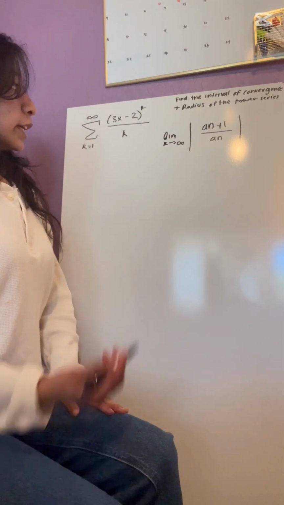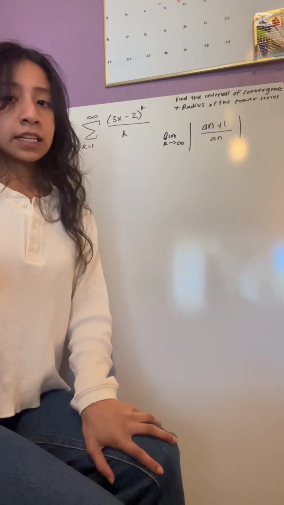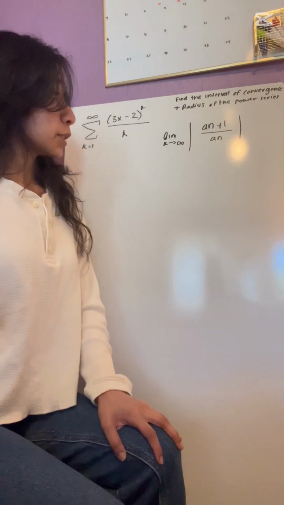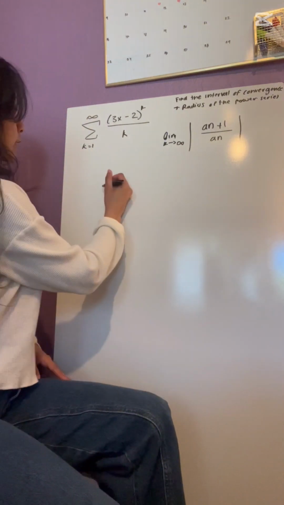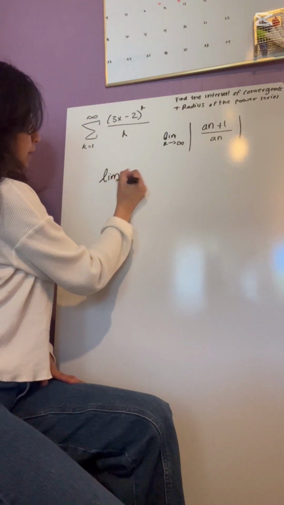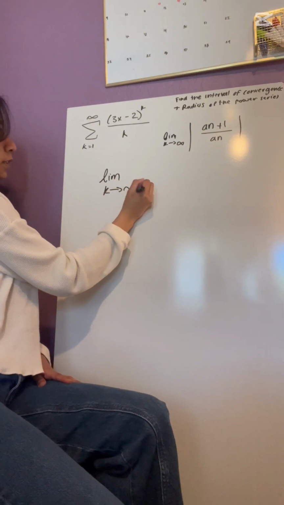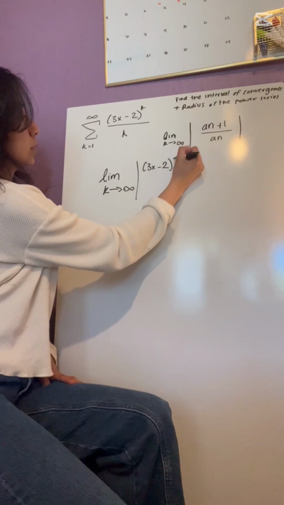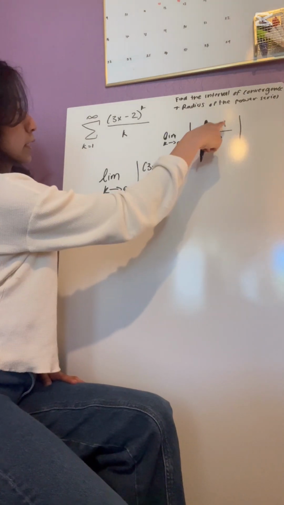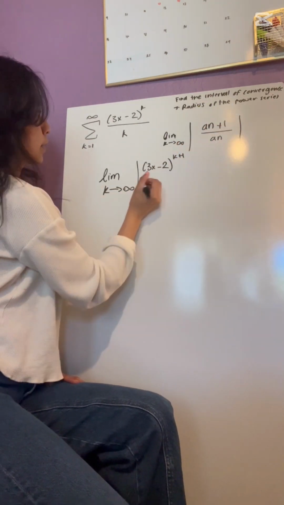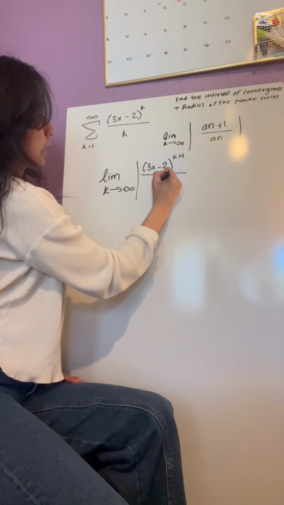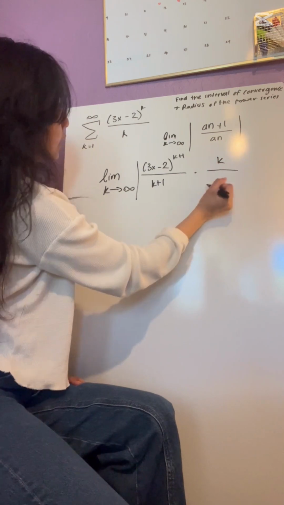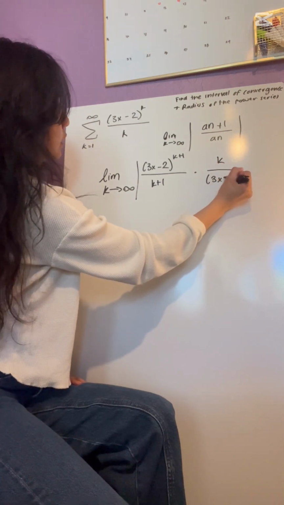And I won't be writing divided by a_n. I will actually be writing this multiplying by its reciprocal. So it'll look a little like this. Limit as k is approaching infinity, absolute value of 3x minus 2, k plus 1, because it says over here a_(n+1), k plus 1 times the reciprocal, which is k, and 3x minus 2.